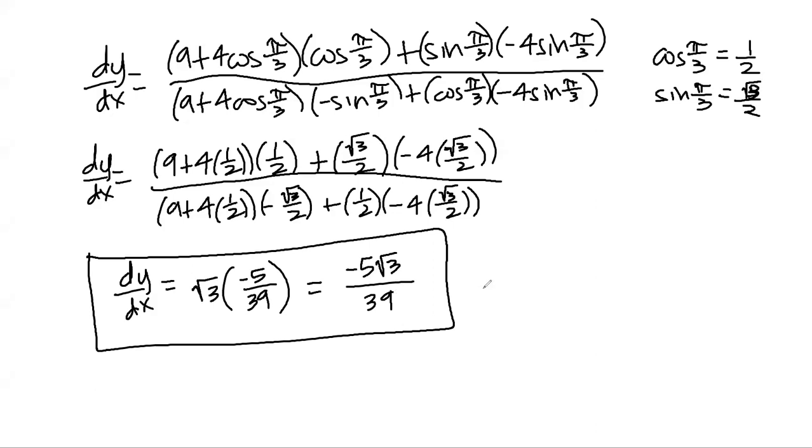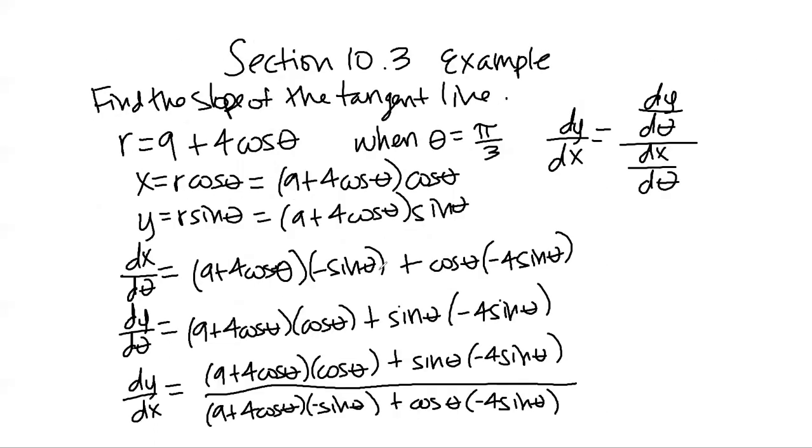So make sure to check this on your calculator. You can check this on your calculator by making sure your mode is in polar mode and graphing 9 plus 4 cosine theta, and then tracing on the graph to where theta is pi over 3.